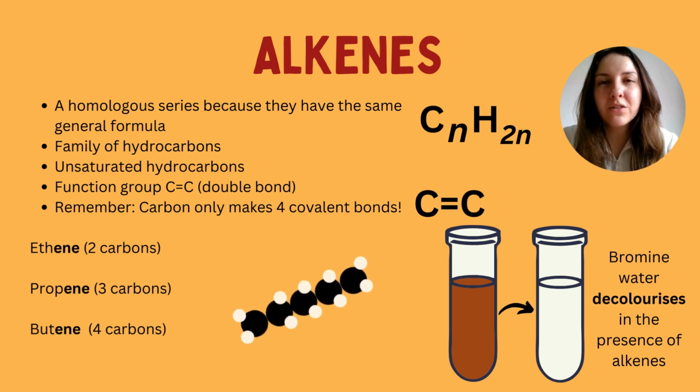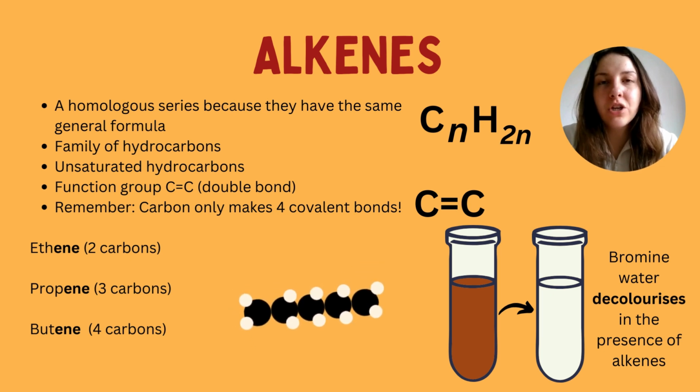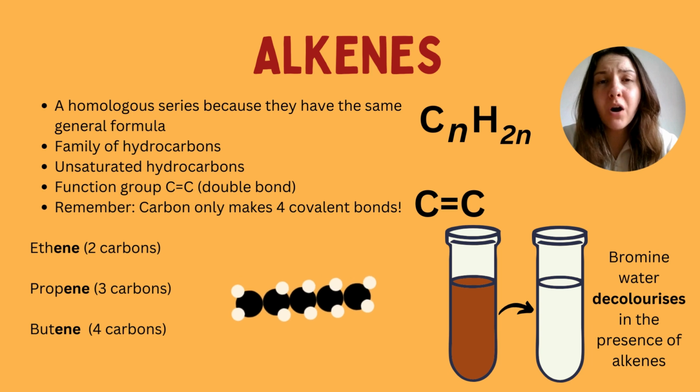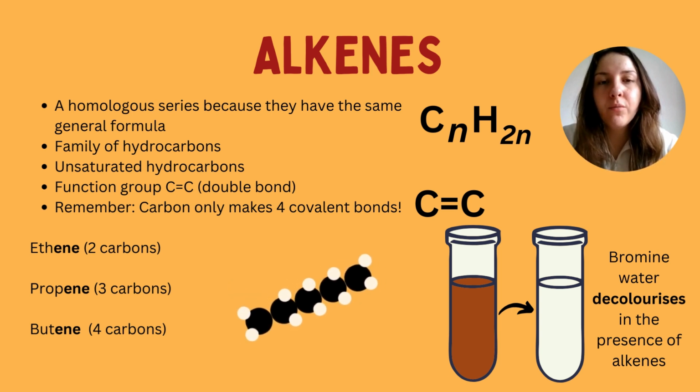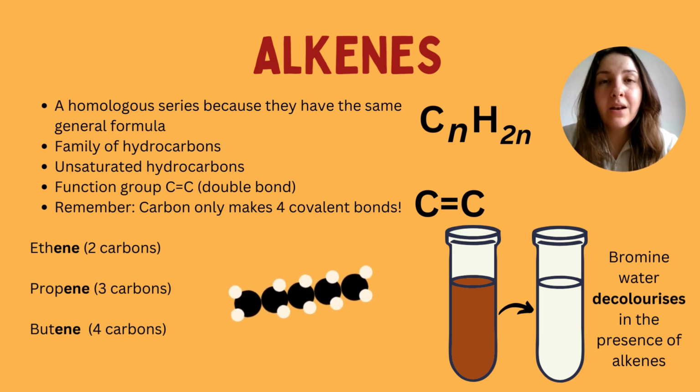First of all, let's remind ourselves that when we talk about alkenes, we're talking about a family of hydrocarbons. And a hydrocarbon, remember, is a molecule that contains only hydrogen and carbon. It's part of a homologous series, and this is because alkenes have the same general formula, which is CnH2n. Remember, alkanes, which we talked about previously, and I'll link that video for you, had the same general formula, which was CnH2n plus 2.